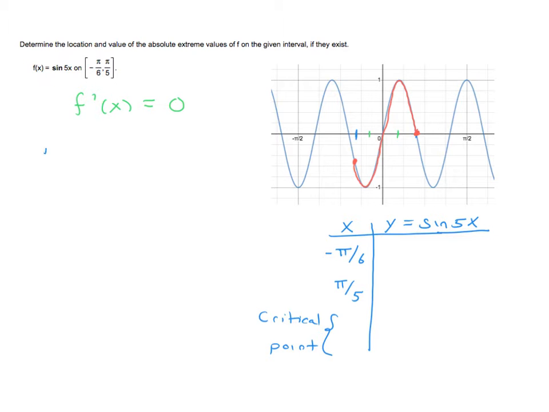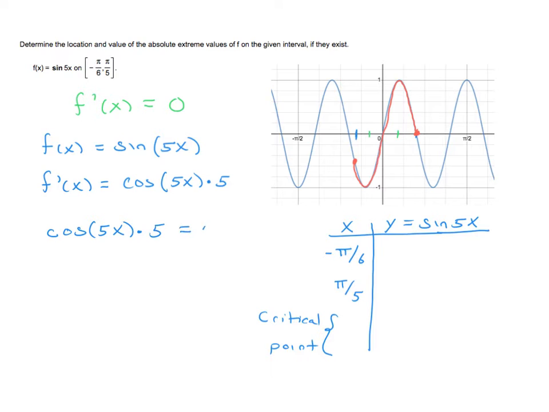All right, we have that f of x is equal to sine of 5x. We're going to take the derivative. The derivative of sine is cosine, and then we copy down the 5x, but by the chain rule, you multiply by 5. I'm going to take this expression, my derivative, cosine of 5x times 5, and I'm going to set it equal to 0 because this will allow me to find the critical values.